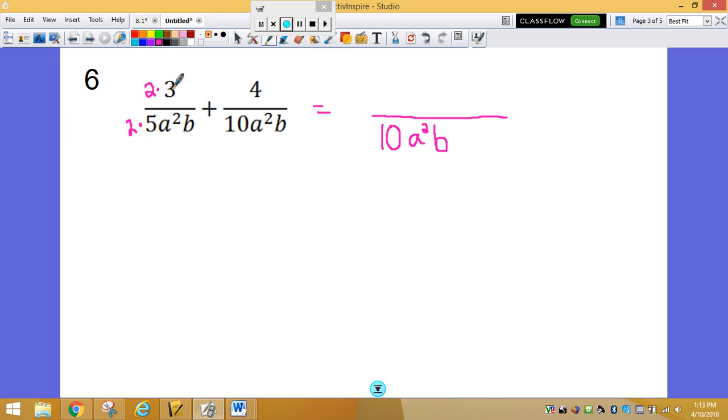So on top, 2 times 3 is 6. And 6 plus 4 is 10. So on top, I'm going to have 10. On bottom, I'm going to have 10a squared b. And if you remember from the last worksheet, we can reduce, because look, what's on top and bottom? A 10. So they'll cancel out. So it's 1 over a squared b is my final answer.